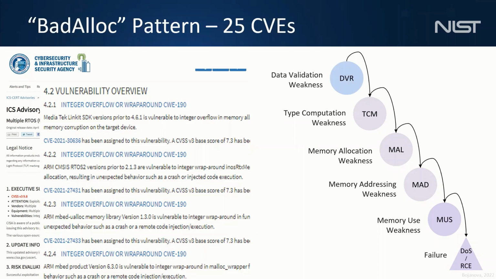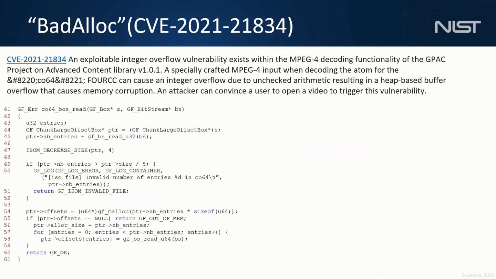Going back to the bet-alloc pattern from the beginning of this presentation, let's clearly illustrate how it happens by focusing on this CVE, which occurs in an open source project and was identified by the Cisco Talos team. The GPEG project on advanced content is a simple implementation of the MPEG-4 audio-video compression standard. In version 1.0.1, the library is vulnerable to decoding a specifically crafted MPEG-4 input file.